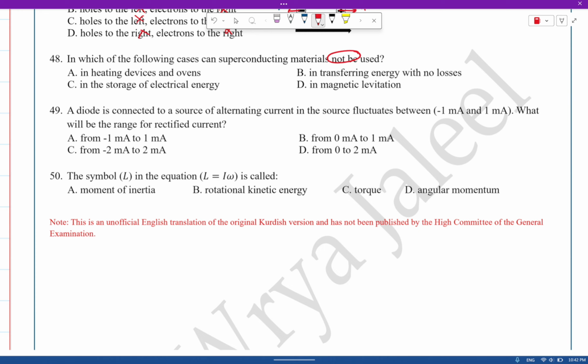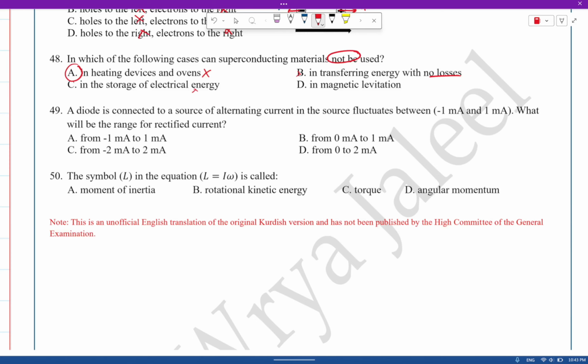So the first one says, in heating devices and ovens. Can it be used in heating devices and ovens? Of course not, because if they don't lose any energy, there will be no heating effect. So they cannot be used in heating devices and ovens. But can they be used in transferring energy with no loss? Yes, because they don't have any resistance. In the storage of electrical devices, yes. If they're not losing any energy, of course, it would be perfect in that case.